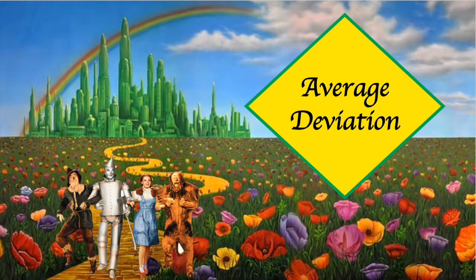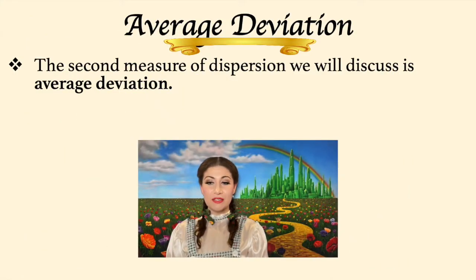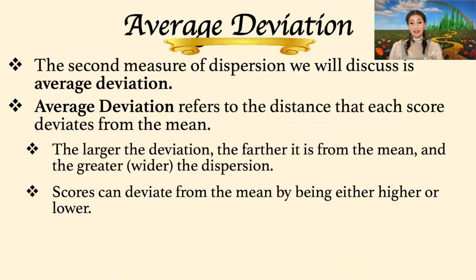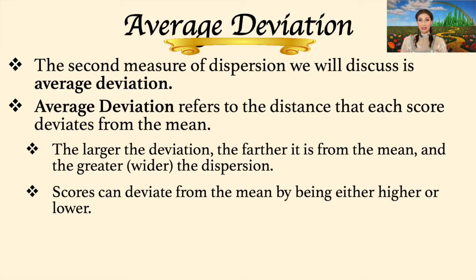So let's take a look at the second measure of dispersion, average deviation. Average deviation refers to the distance that each score deviates from the mean. Again, if you remember back to our previous discussion with Princess Snow White, when we talked about deviation, if a score deviates, it means that it is different from. And in this case, we are constantly talking about deviation from the mean. So the larger the deviation, the farther it is from the mean, and the greater or wider the distribution. Scores can deviate from the mean by being either higher or lower than the mean.